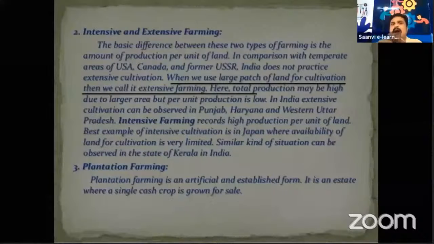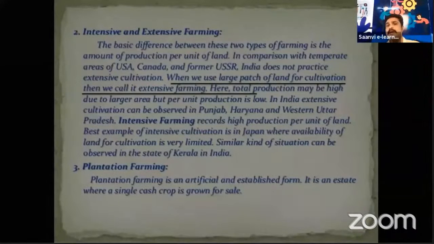In a large area, many people cultivate and there may be crop production, but it is not as effective as intensive production. The basic difference between these two types of farming is the amount of production per unit of land. Very important: the amount of production per unit of land. One is a large area, one is a small or particular land. In comparison with the temperate zone, torrid zone and frigid zone, countries like USA, Canada, USSR, India does not practice extensive cultivation.